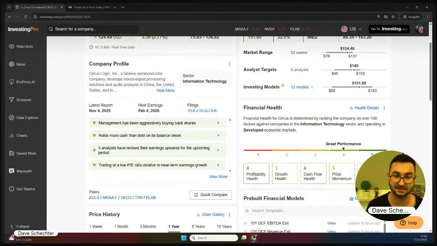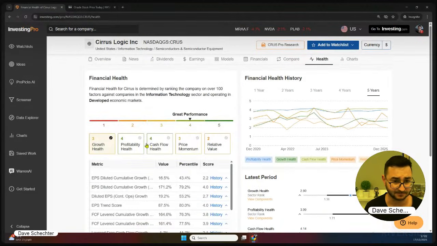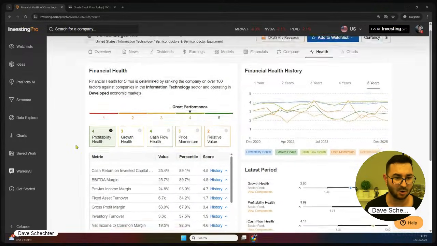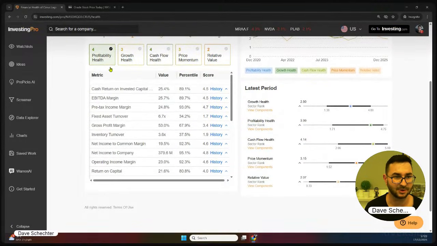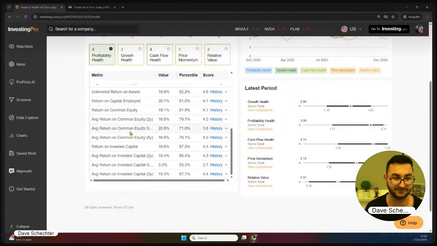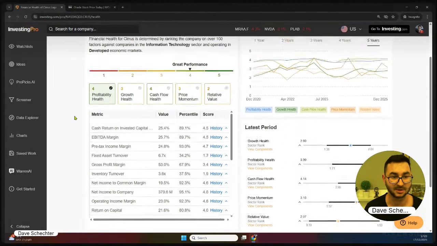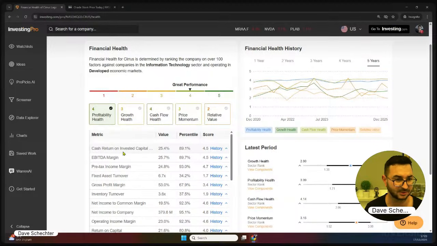So that's all nice and well that I can oversimplify things, but let's say I'm a real stickler for the details and I'm really trying to understand why profitability health was given a grade of 4. So it's easy for me to understand if I go ahead and click on it and then click on profitability health. And I can see all of the metrics that comprise profitability health. And there's a fair number of them here. So we're looking at cash return on invested capital. We're looking at net income to common margin. We're looking at return on assets.